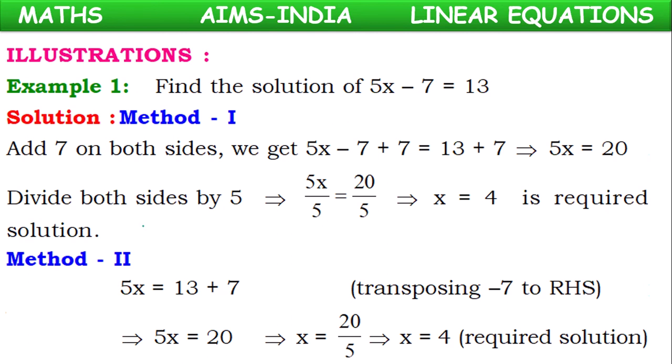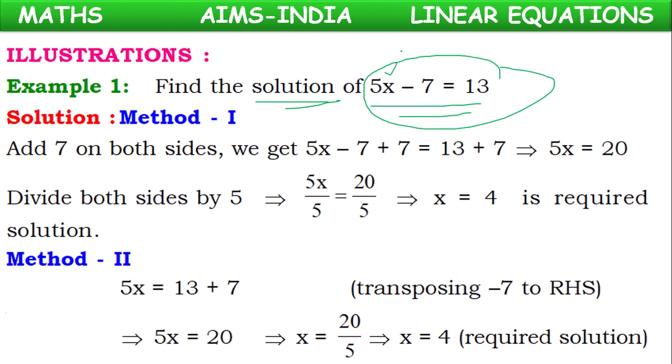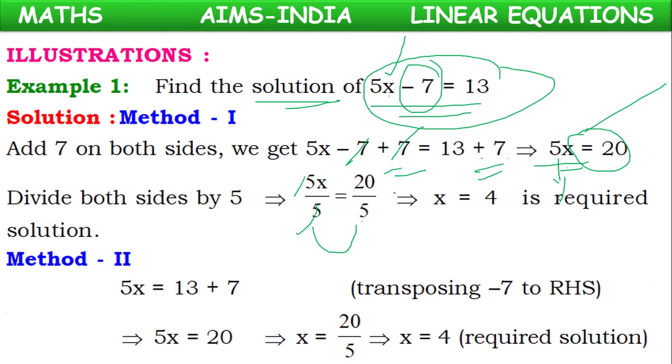Let's see some examples here. Find the solution of 5x minus 7 equal to 13. Same method. X is to be isolated. This minus 7 is to be removed first. We can add plus 7 on both sides. Minus 7 plus 7 cancel. 5x equal to 13 plus 7 equal to 20. Again 5 is to be eliminated. We can divide with 5 on both sides without disturbing the balance or equality. 5 gets cancelled. 5 4 times 20. X equal to 4 is the answer.